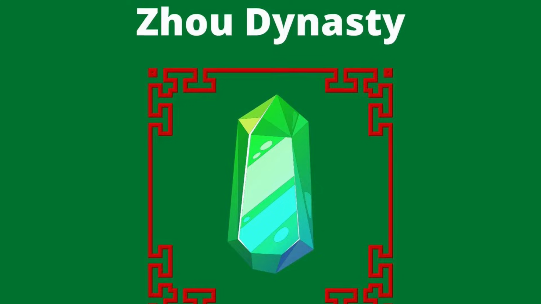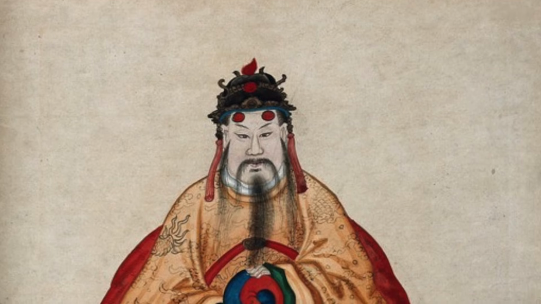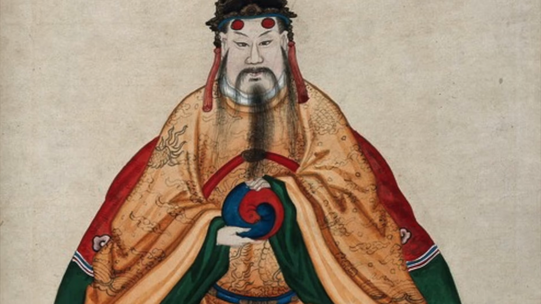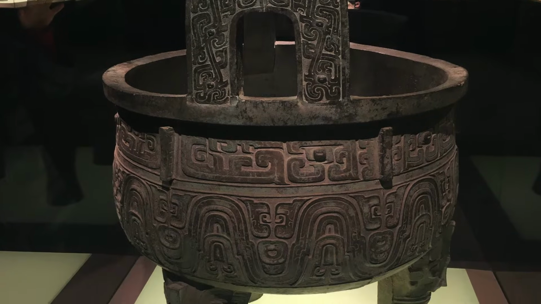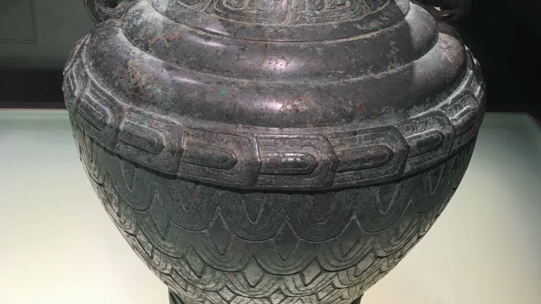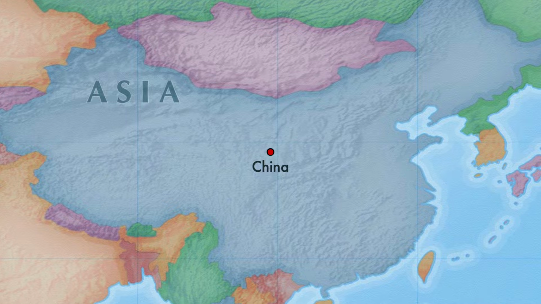First on the list is the Zhou Dynasty. The Zhou Dynasty was a line of Chinese leaders that ruled after the fall of the Shang Dynasty. The approximate date of the Zhou Dynasty is 1045 to 256 BCE. The Zhou originally came from northwestern China.